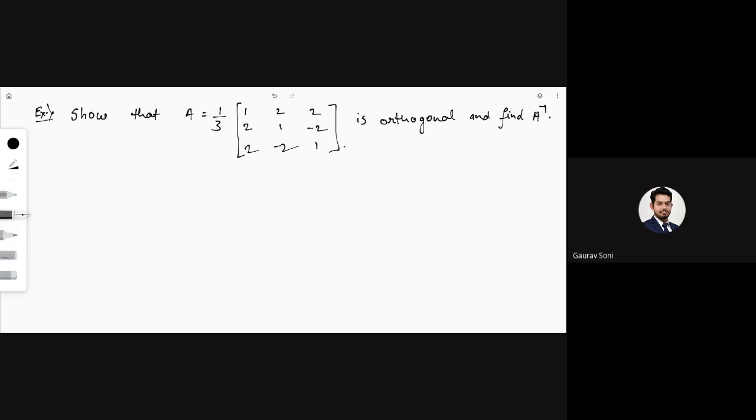So to check whether A is orthogonal, what we have to do? Take A into A transpose. It shall become the identity matrix. We have to prove that. So consider A into A transpose. We will see what happens. If it turns out to be identity, then yes, it is orthogonal. So 1 by 3, 1, 2, 2, 2, 1, minus 2, 2, minus 2, 1, with 1 by 3 being constant.